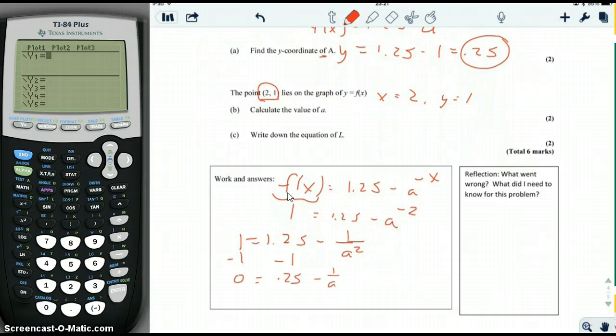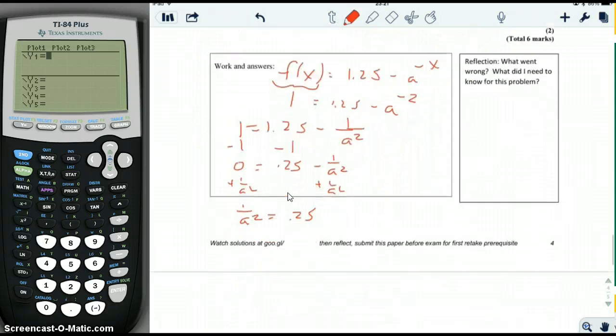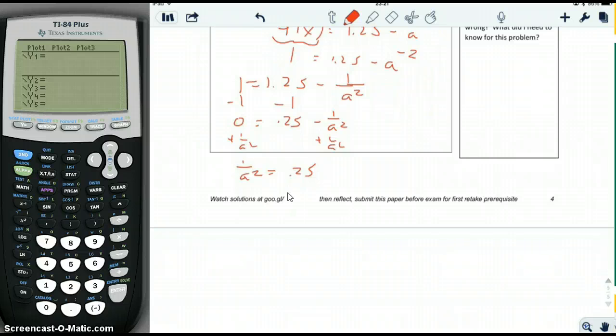We have minus 1 over a squared. Let's put 1 over a squared on the other side, so we'll add 1 over a squared to both sides. And then we'll have 1 over a squared on the left equals 0.25. Now we're very close to finishing this. There's a couple ways to do this. I don't know which is the easiest way.